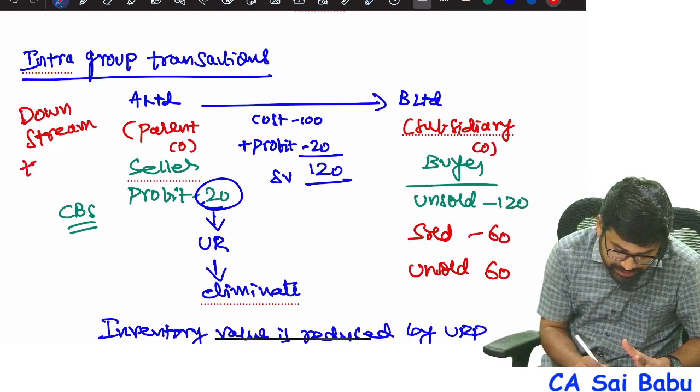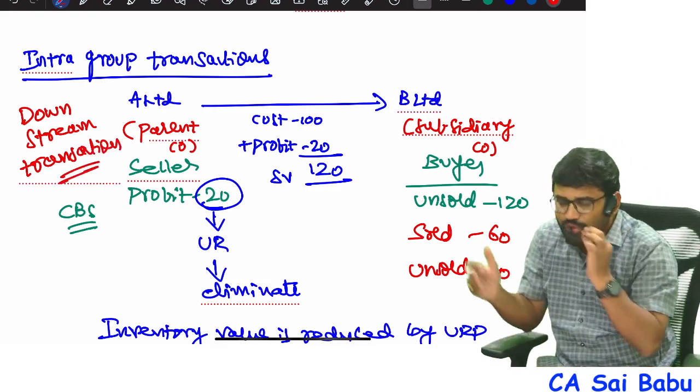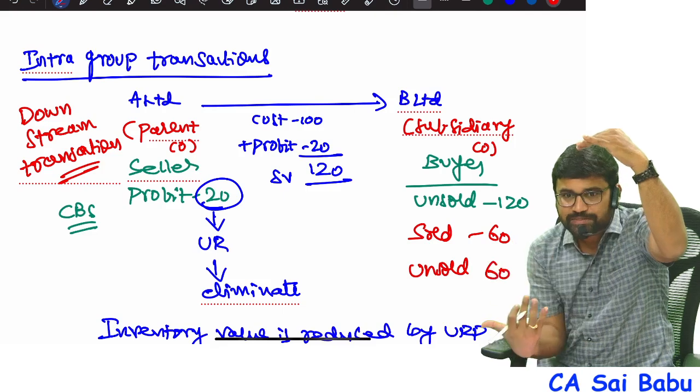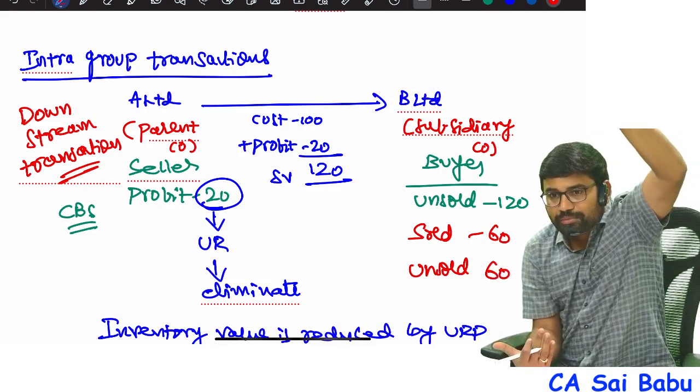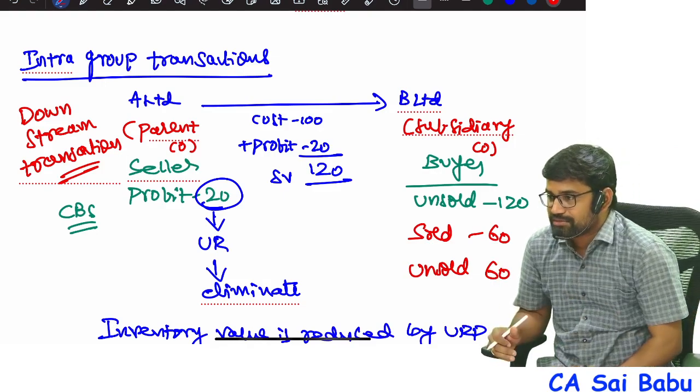Downstream transaction. Why is it called a downstream transaction? Because the parent company sold goods to the subsidiary, sir. The parent is obviously above, and the subsidiary is below that. So goods are flowing from above to down. That's why it is called a downstream transaction.